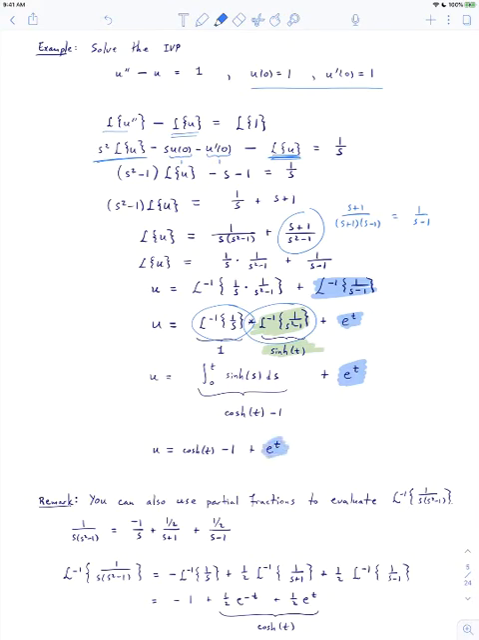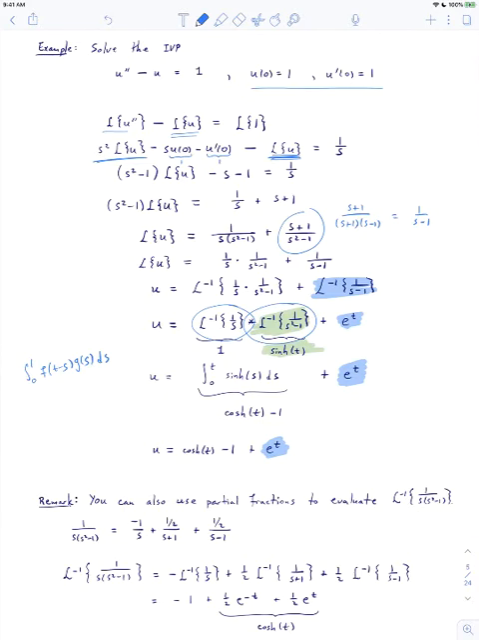So u is equal to the hyperbolic cosine of t minus 1 plus e to the t. Now notice this one, I didn't actually write it down. So remember when you're doing a convolution, the convolution is going to be the integral from 0 to t of the first function at, in this case, t minus s times g of s ds.